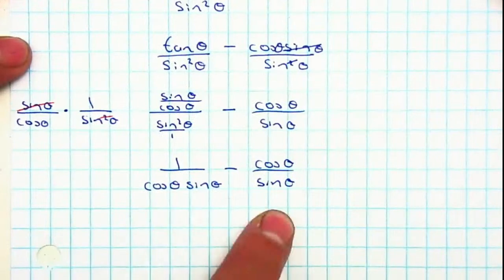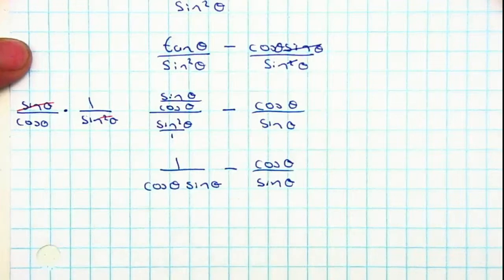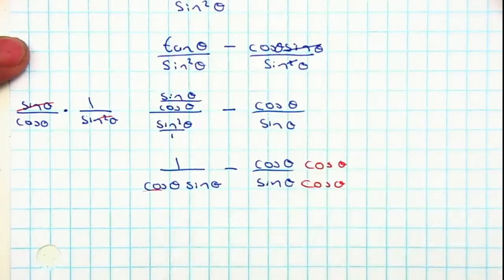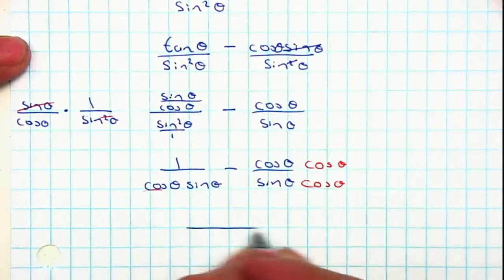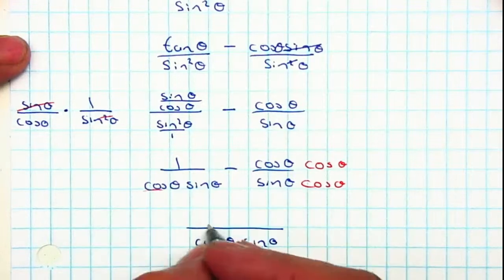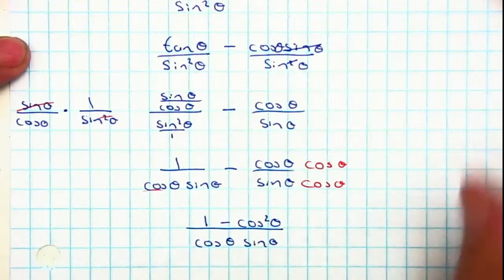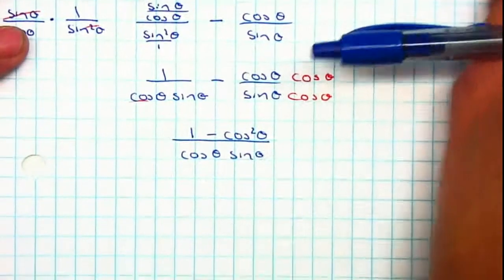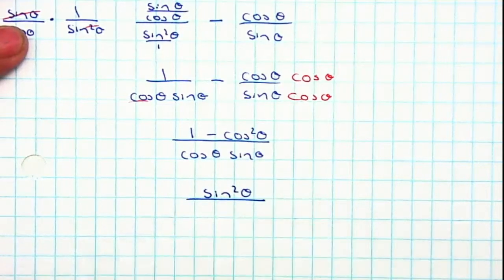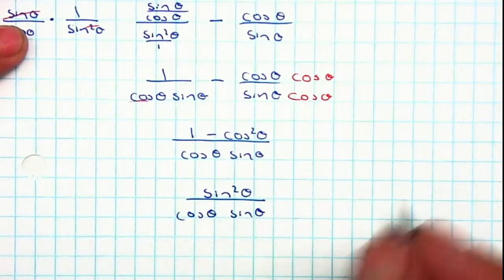And since I have two fractions, I'm going to go ahead and add them. In order to add them, I need to have the same denominator. So I'm going to take my cosine and multiply on the right. Now they both have the same denominator, so both of them will have cosine theta, sine theta. And I can add them, so it gives me 1 minus cosine squared theta. And we know that 1 minus cosine squared theta is the same thing as sine squared theta over cosine theta sine theta. Remember that we're trying to get to tangent.